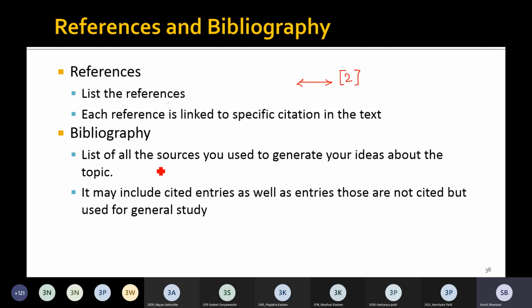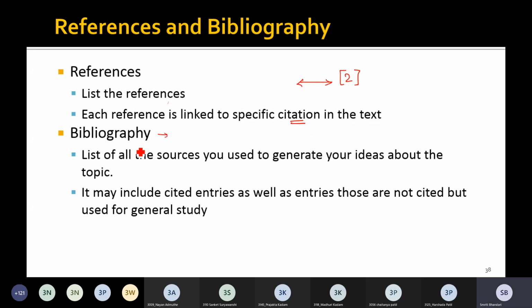Okay. There is a difference between reference and bibliography. What is a bibliography? It is a list of all the resources, all the sources, that are used to generate the ideas or the topic. Right? So a bibliography may have the cited entries, or it may also have material that has not been cited in the report or in the proposal. So a bibliography may include the books, once again the papers, whatever it may be.